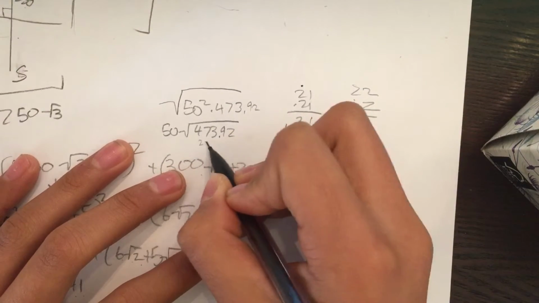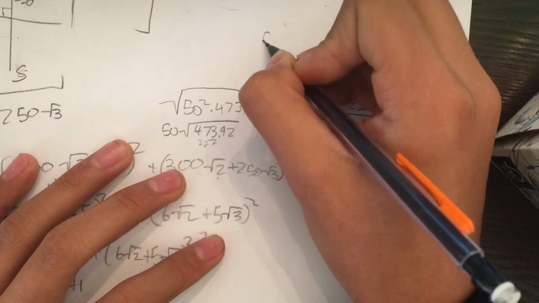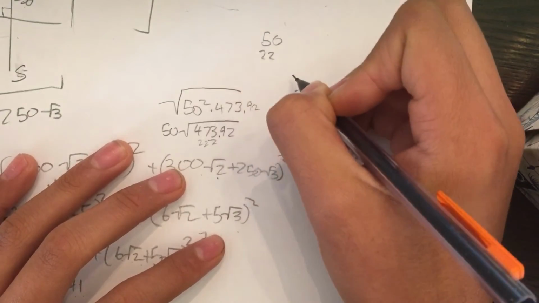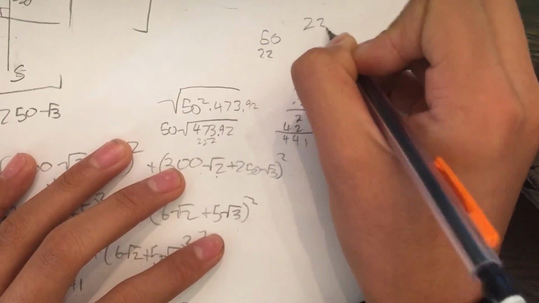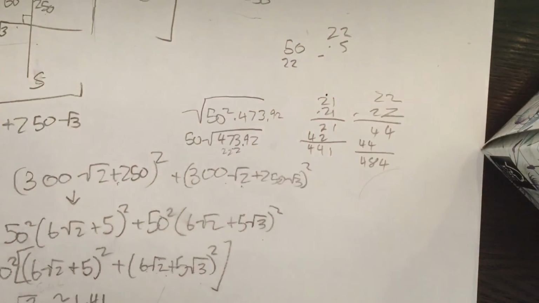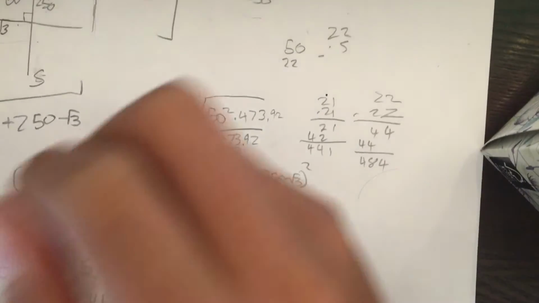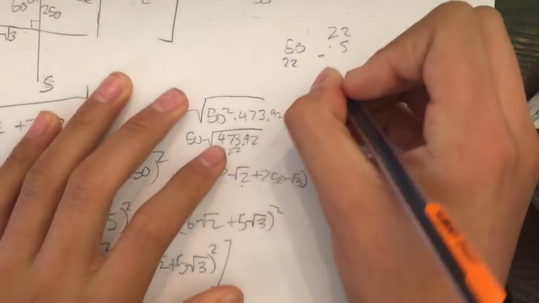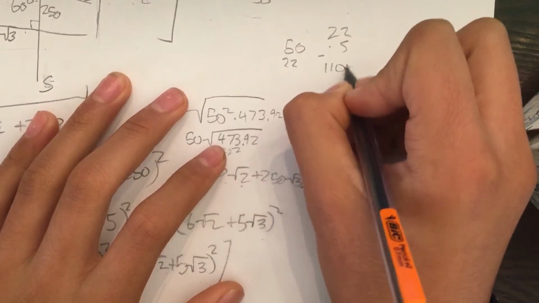Imagine this is 22 squared. We can factor that out. 50 times 22. And just multiply that out, right? And you get 1100. And you add the 0, 1100.